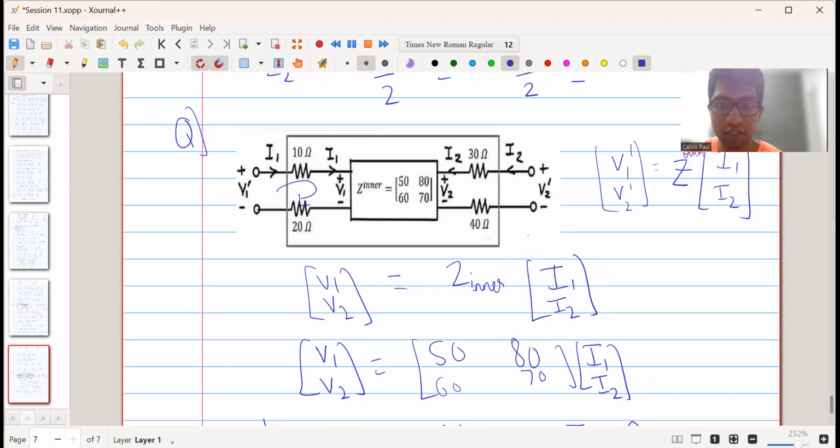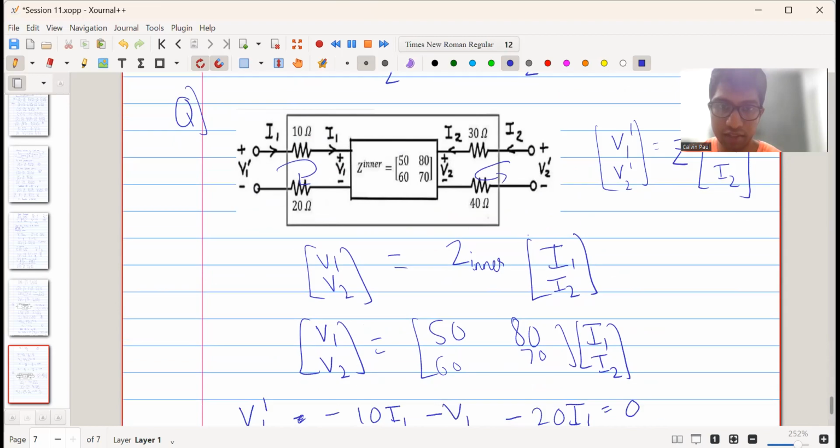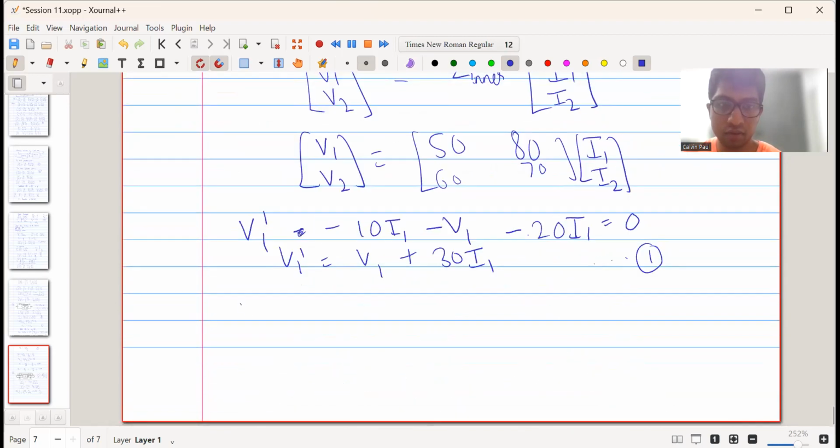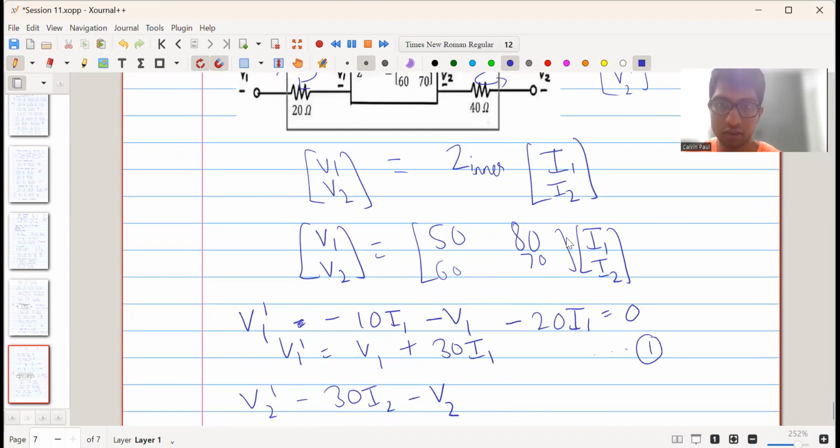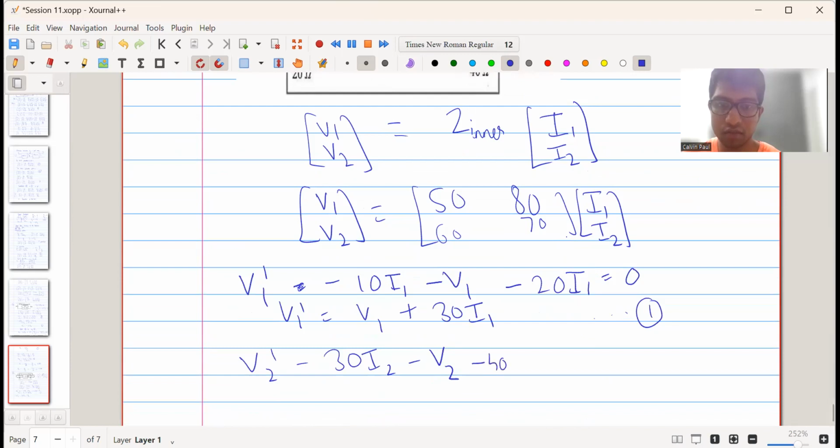Similarly, when we apply KVL in this outer loop, we get V2 prime minus 30 into I2 minus V2 minus 40 I2 is equal to 0. So we get V2 prime is equal to V2 plus 70 into I2. This is equation 2.